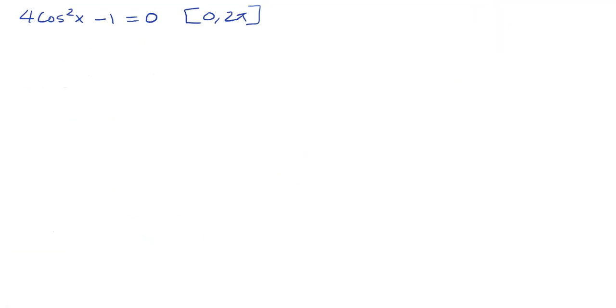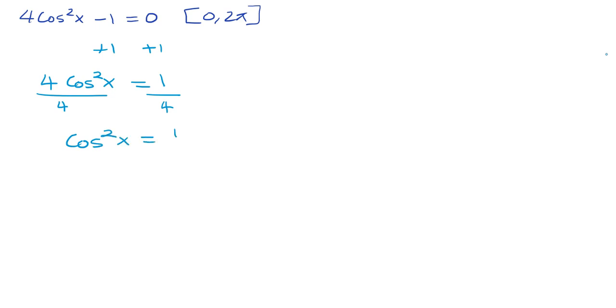Let's try a second example. So we have 4 cosine squared x minus 1 equal to 0. Like I said earlier, just solve like a regular equation. 4 cosine squared x equal to 1. So we divide both sides by 4. Remember, you're always trying to isolate the variable. So we have cosine squared x equal to 1 over 4. And then we find the square root of both sides, making sure we remember plus minus here.